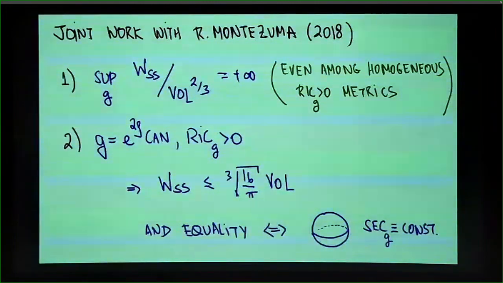So if equality holds, then you must be isometric to the canonical sphere with constant sectional curvature. Okay, you must be round.